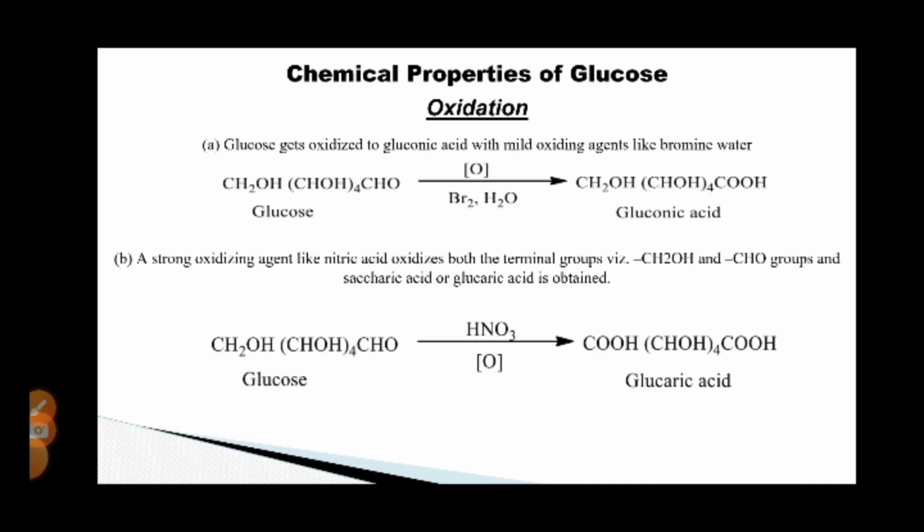Chemical properties of glucose. Oxidation. Glucose gets oxidized in the presence of bromine water to form gluconic acid. A strong oxidizing agent like nitric acid oxidizes both the terminal groups, alcohol and aldehyde, to form saccharic acid, and glucaric acid is obtained.